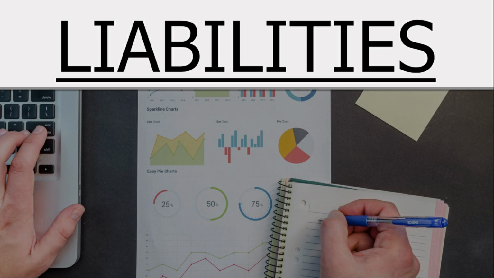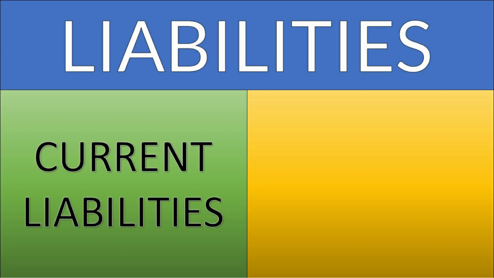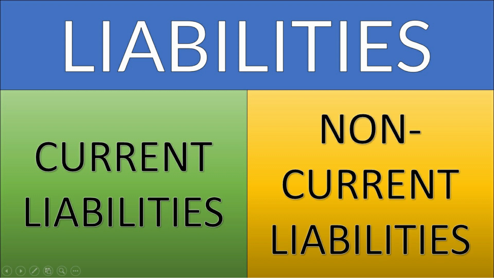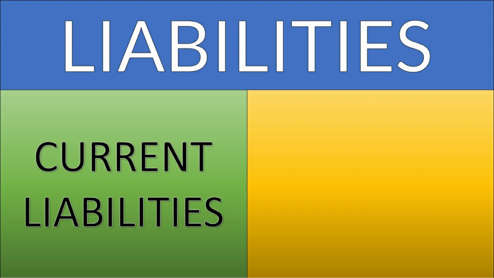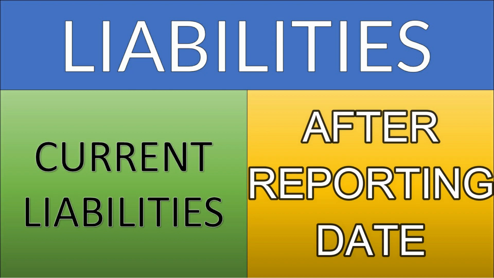So, we need to have specific liability accounts. Just like assets, liabilities also have two categories: current liabilities and non-current liabilities. Let's start with current liabilities. Current liabilities are liabilities that fall due within 1 year after the reporting date.